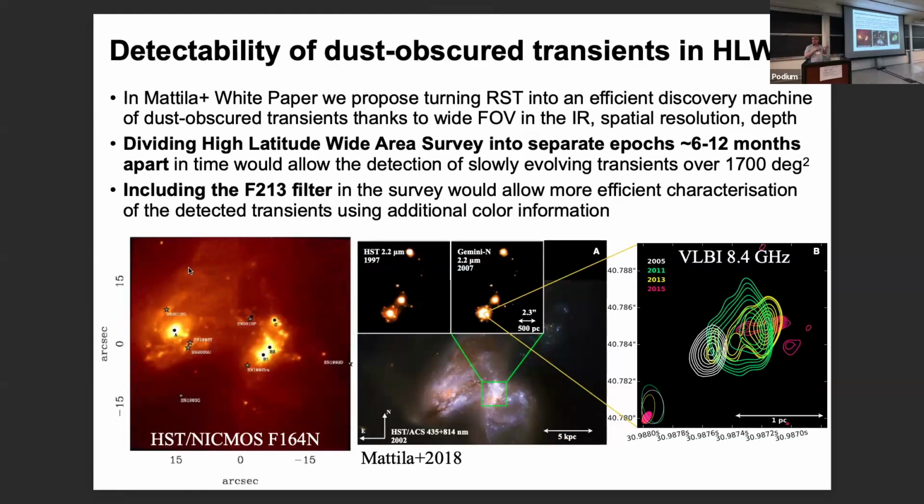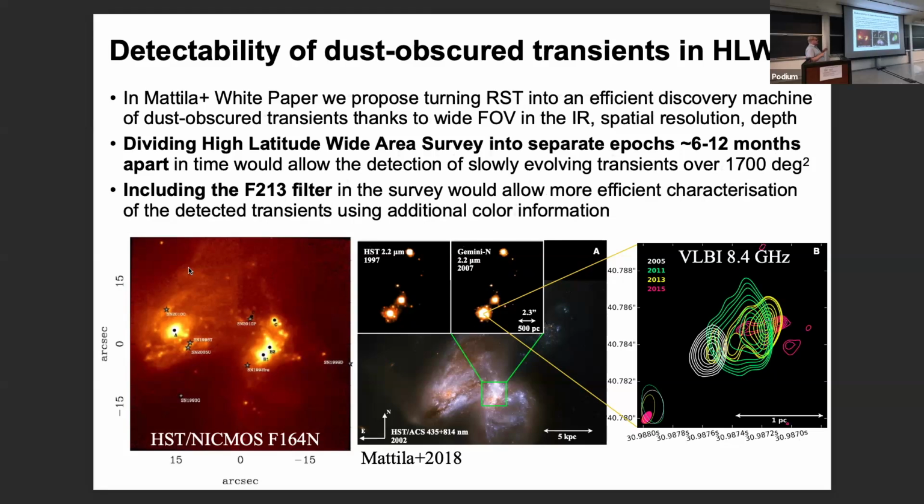Then I finished the talk by showing a few slides on what we might be able to do with Roman. Here we can't actually use the high latitude time domain survey because the field of view is not large enough. So we need a large field of view. Therefore we considered the high latitude wide area survey, separating the observations into multiple epochs, maybe separated by 6 months or 12 months, because these are very slowly evolving transients.